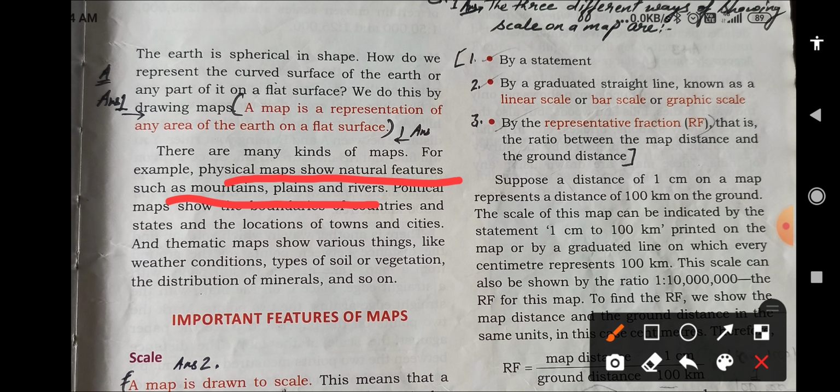It can be written in the form of a statement. It can be written in the form of a graduated straight line, or bar scale, linear scale, graphic scale. Then by RF also you can identify the scale of a map. So if you want to find out the RF, how can you find it?